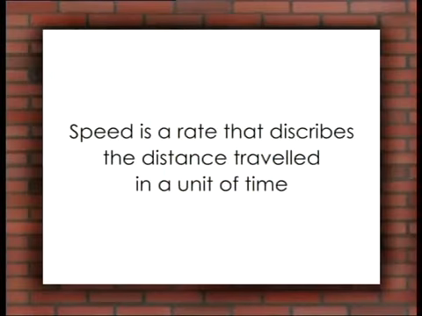In the second situation, a car traveled 200 kilometers in 4 hours. This means that the car moved at a rate of 50 kilometers per hour, or it has a speed of 50 kilometers per hour. Thus, speed is a rate that describes the distance traveled in a unit of time.